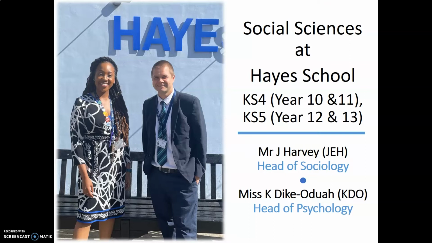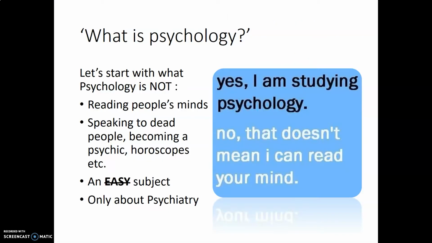Social Sciences refer to some subjects that you are able to pick up at Key Stage 4, so that's Year 10, and Key Stage 5, so that's the start of Year 12. My name's Mr Harvey, I'm Head of Sociology here at Hayes, and I'm joined by Miss Kay, Head of Psychology here at Hayes. So what is psychology?